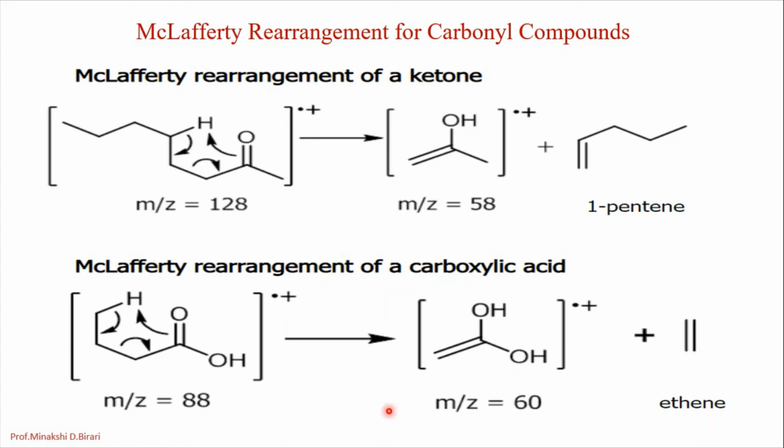So the first peak can be observed at 88 mass to charge ratio. The molecular ion peak is observed at 88, and the radical enol cation can show the peak at mass to charge ratio 60. As we know, in the mass spectrometer, only the positive species or the radical cation can be detected, whereas the neutral species cannot be detected. So this fragment is eliminated during the fragmentation.